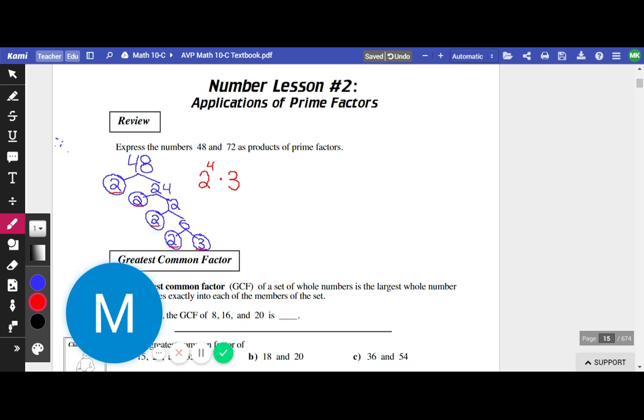You go ahead and try to review 72. So try to write 72 as a product of prime numbers.